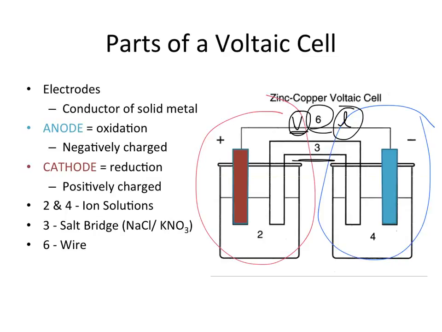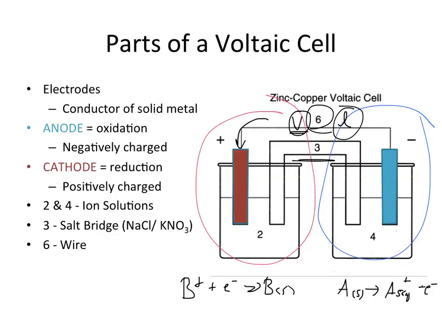The side where oxidation occurs, so they are losing electrons, going from a metal into its aqueous ion plus an electron, will be called our anode. And the opposite side, where the electrons are going, is our reduction, so B plus an electron turns to be solid. That is going to be our cathode.